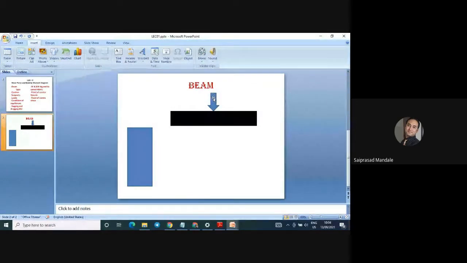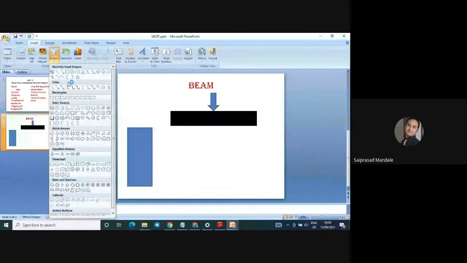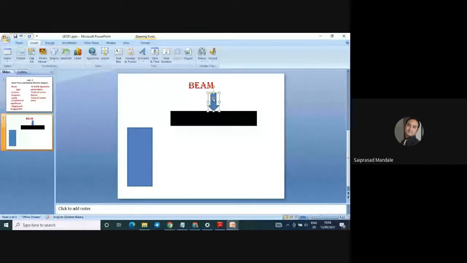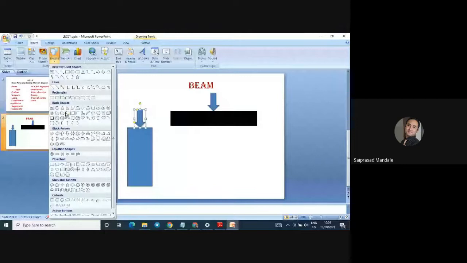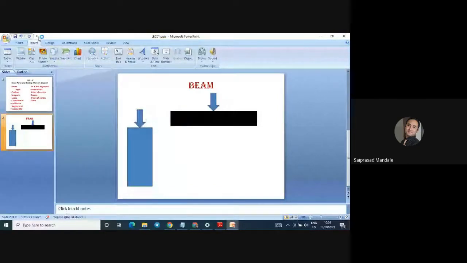But this is a horizontal structural member. Now this is a vertical structural member, and again I am going to apply the load on that. Here it is an axial load. Here it is a lateral load. When the lateral load is carried by a horizontal structural member, obviously it needs some support. So I'm going to give some supports to that structural member.